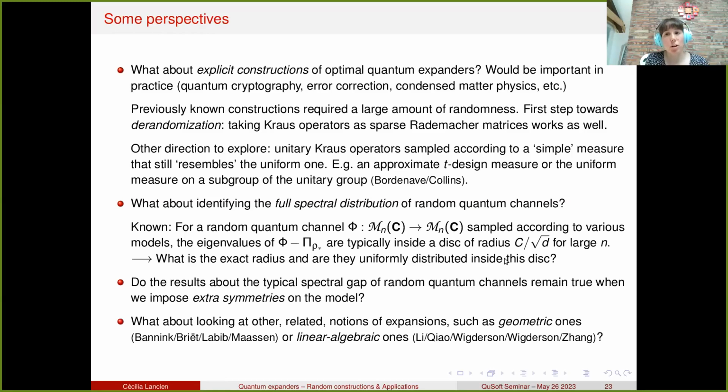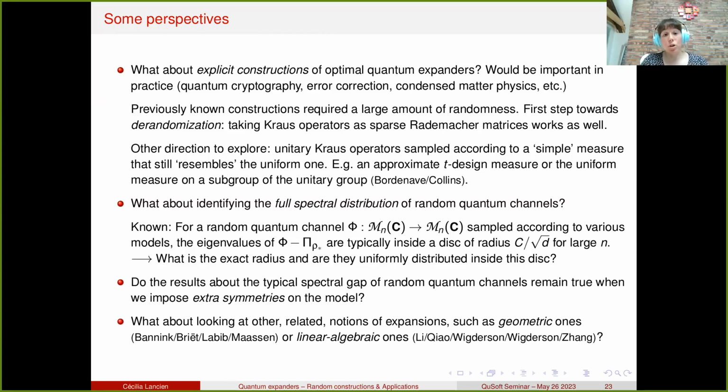So these kinds of questions, of the full spectral distribution, have been studied in the classical case quite extensively, and in the quantum case, not at all. So it could be one thing to look at. In the context of MPS, it would be really interesting to look at models where you impose that your Kraus operators have an additional symmetry. So maybe you sample them at random, but constraining that they are invariant under the action of a group that is actually relevant in your physical model. And you could ask, do the results about the typical spectral gap remain true in this setting?